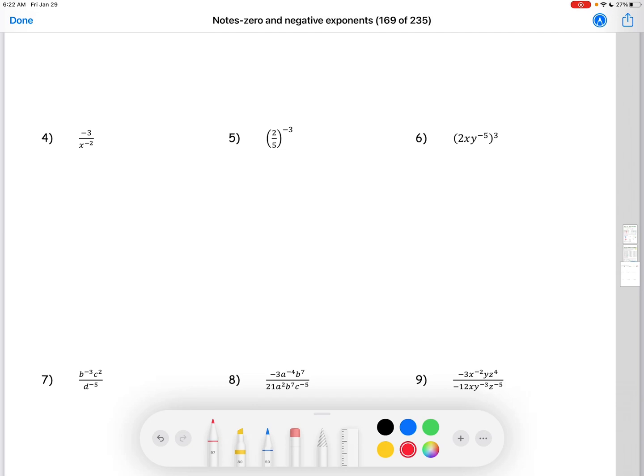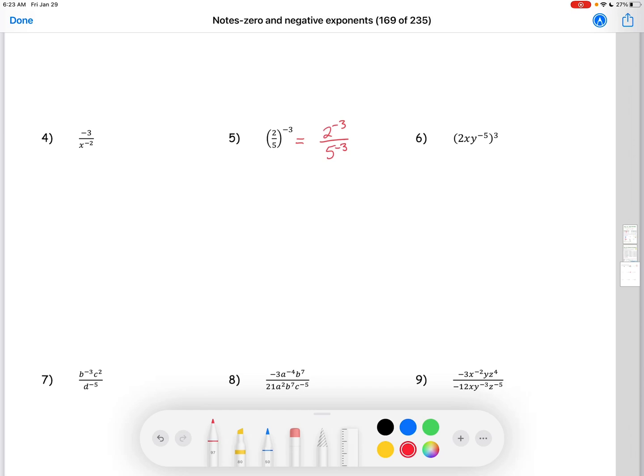With number 5, we have 2 over 5 all being raised to the negative 3. We haven't really talked about what to do in this situation, but what we do is we just basically flip the fraction, because that 2 needs to go in the denominator to make a positive. Actually, let me just work it out because I'm talking. So basically, we already know to distribute the exponent so that it becomes 2 to the negative 3 over 5 to the negative 3. That's by the powers properties that we talked about on Wednesday.